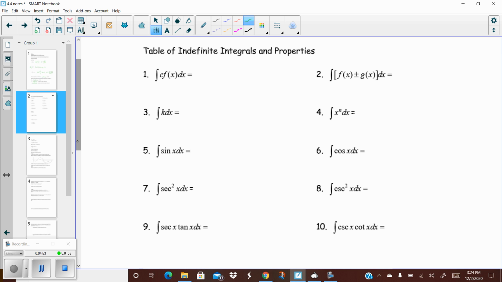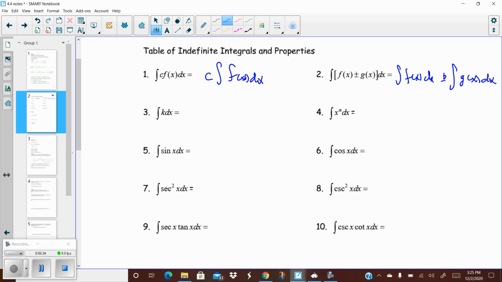The first one just says that the integral of some constant times f of x dx is the same thing as the constant times the integral of f of x dx. Or in other words, you can pull the constant out to the front of the integral. And number 2 just says that if I take the integral of two functions either being added or subtracted, I can split them to be the integral of the first function, dx, plus or minus the integral of the second function, dx. So we can separate integration through addition and subtraction.